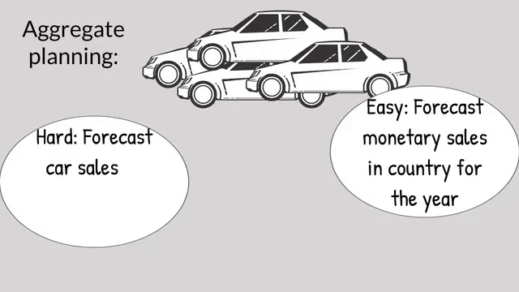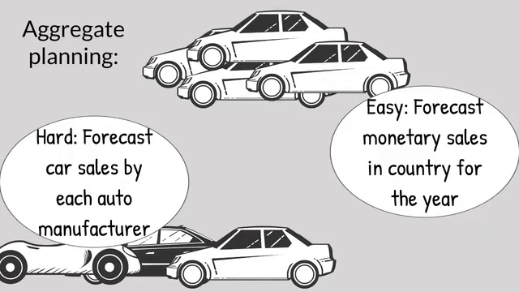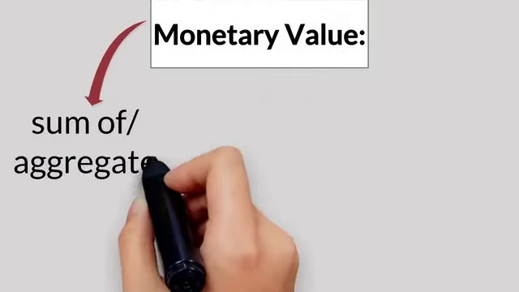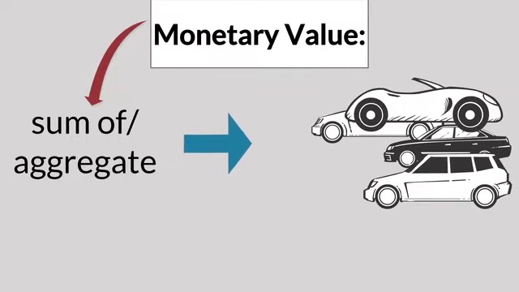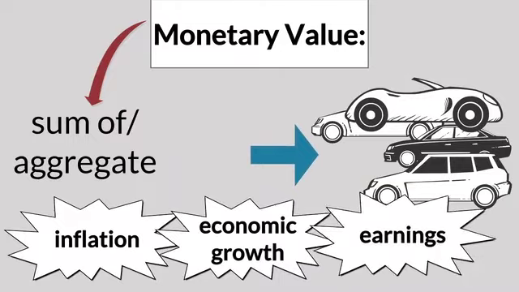We do aggregate planning because it's easier to forecast the expected monetary value of total vehicle sales in a country for the next year than to forecast car sales by each auto manufacturer and then add them up. The monetary value is the sum of, or the aggregate, of all expected motor vehicle sales based on inputs such as inflation, economic growth, and consumer earning levels, etc.